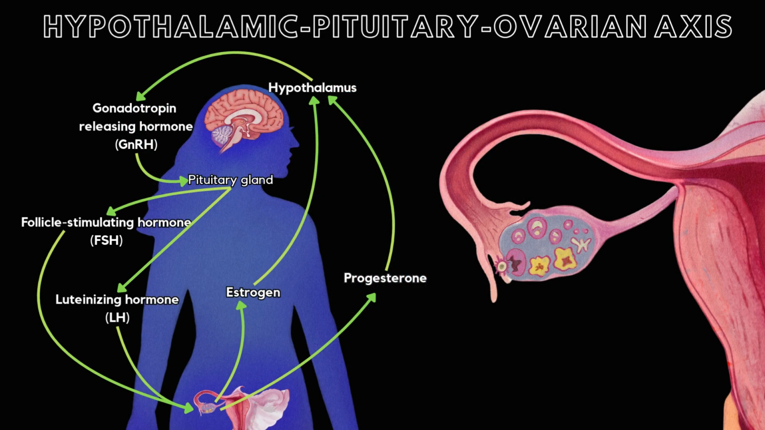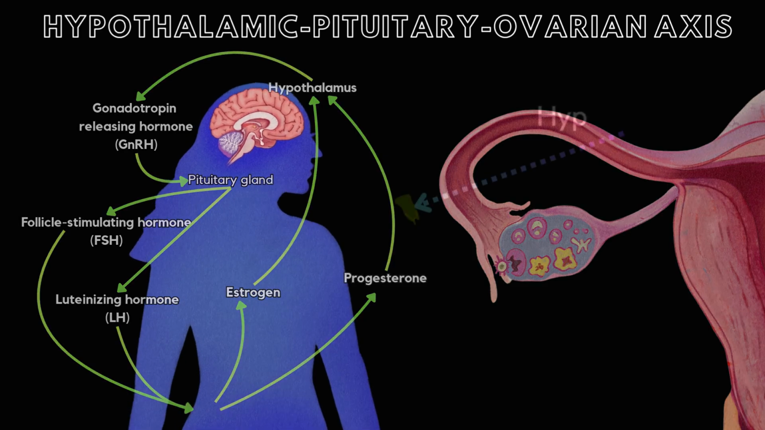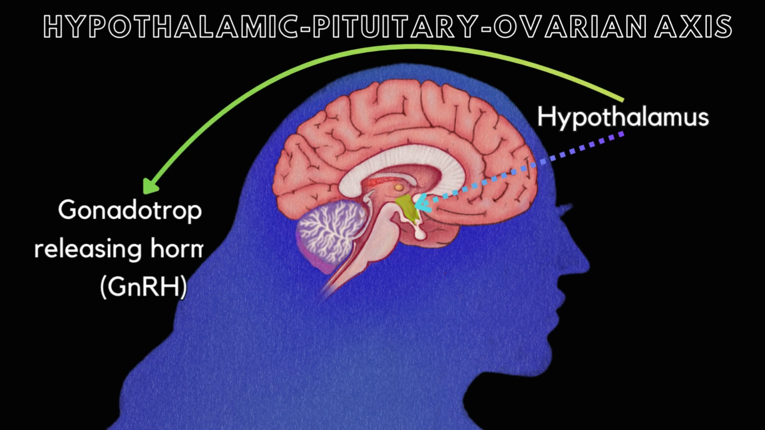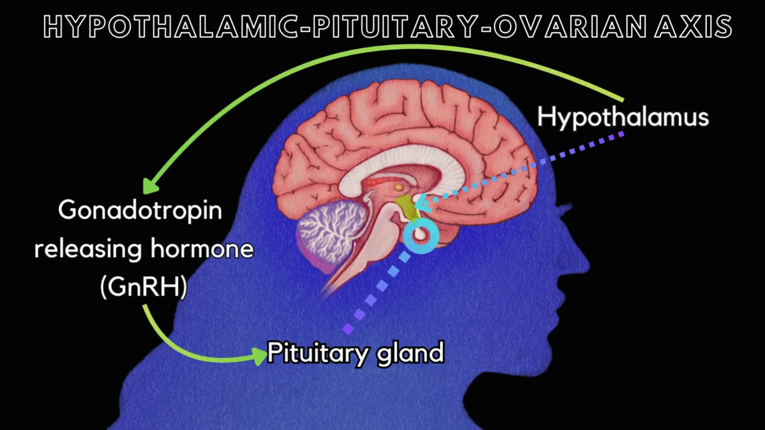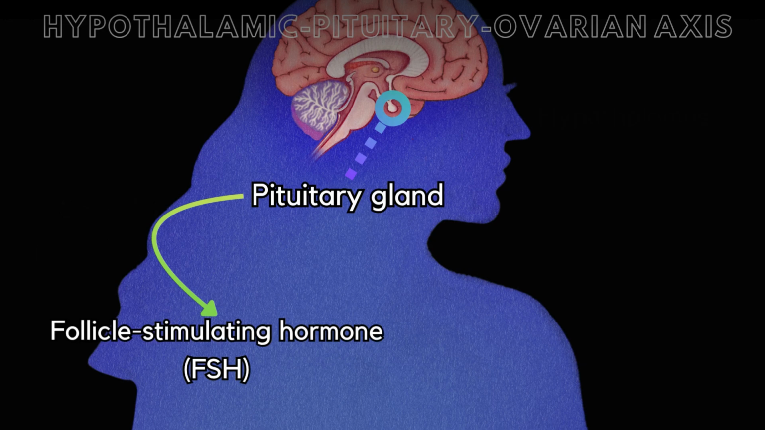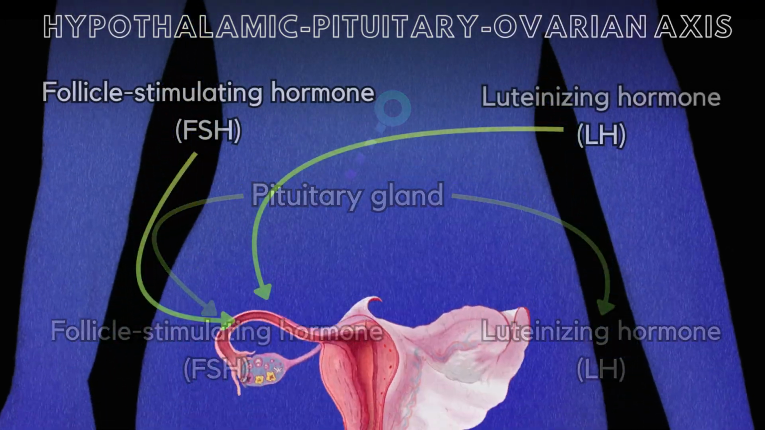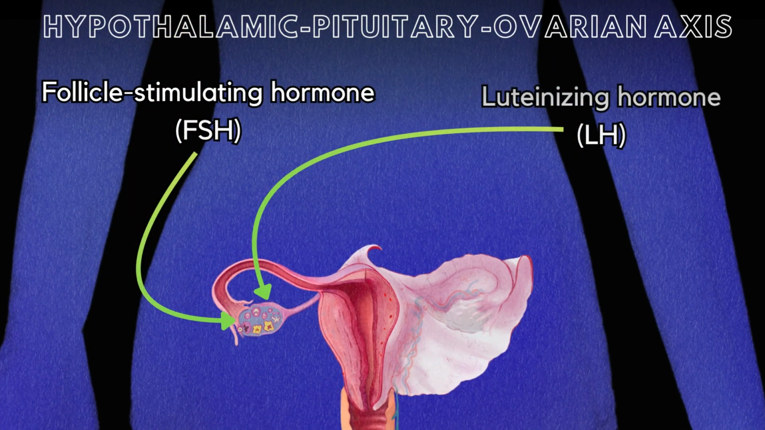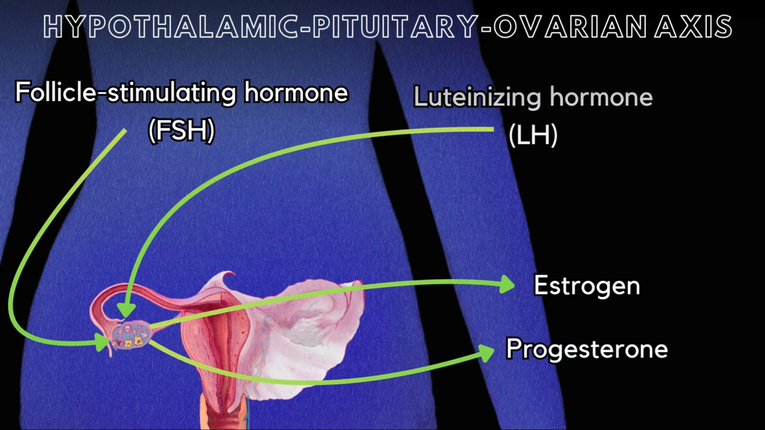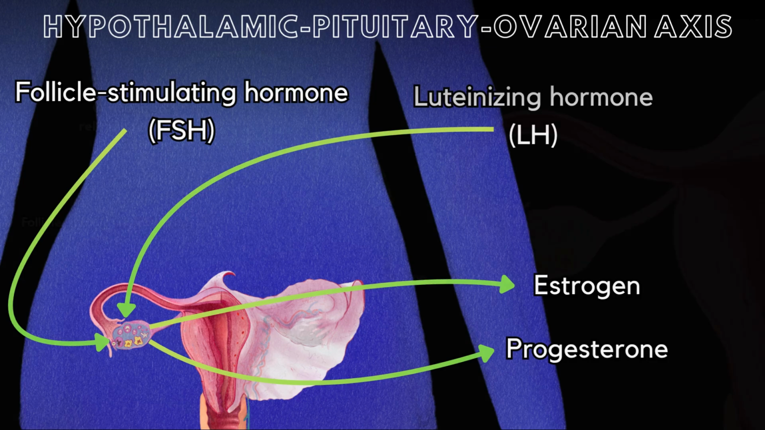The cycle is regulated by a complex hormonal system known as the hypothalamic pituitary ovarian axis, or HPO for short. The hypothalamus releases gonadotropin-releasing hormone, GnRH, stimulating the pituitary gland to secrete follicle-stimulating hormone, FSH, and luteinizing hormone, LH. These hormones act on the ovaries to stimulate follicle development and prompt the production of estrogen and progesterone.